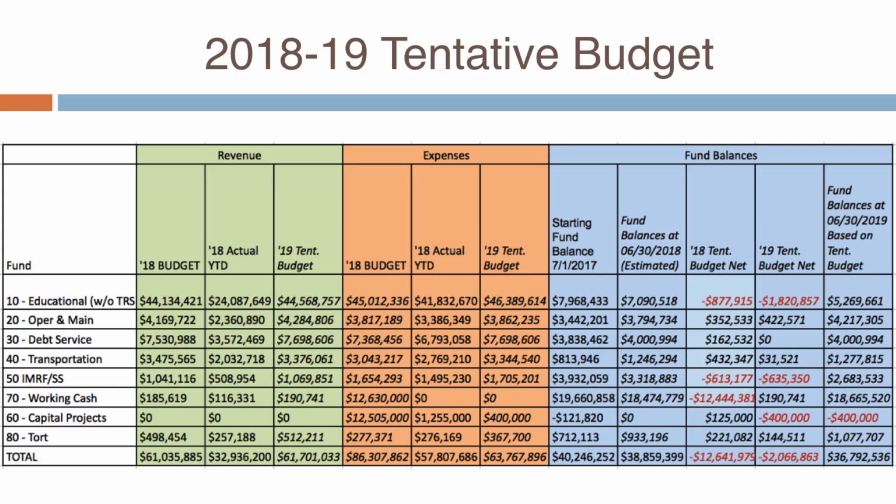The following slide illustrates our 2018-19 tentative budget. This is in an early preliminary phase. The green represents our revenue, orange expenses, and blue the resulting fund balances as a result of the revenue and expenses. You can note that we've identified each fund within its independent rows. We've identified what our 2018 budgets were, as well as the year-to-date through the month of May, as far as where we were at with our revenue.